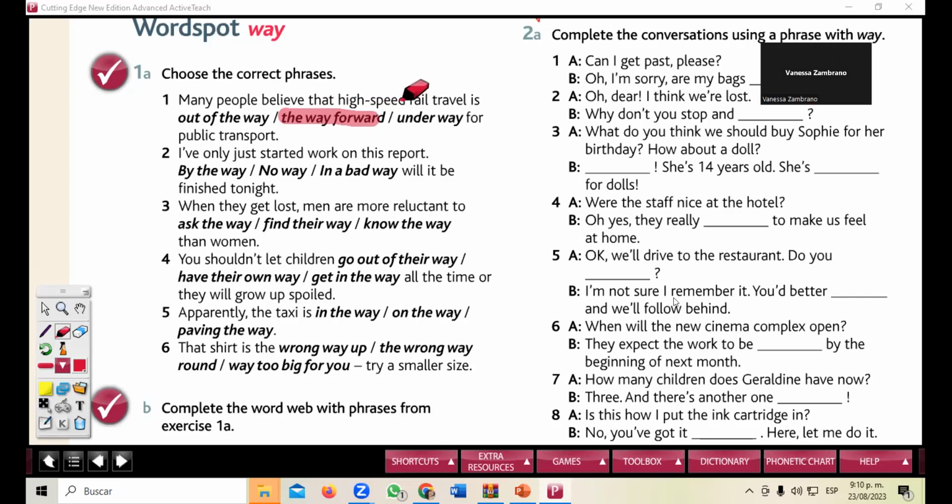Yes, teacher. I've only just started work on the report. No way will it be finished tonight. Yeah, I've only started work on this report. No way will it be finished tonight. Good. Jessica, the third one, please.